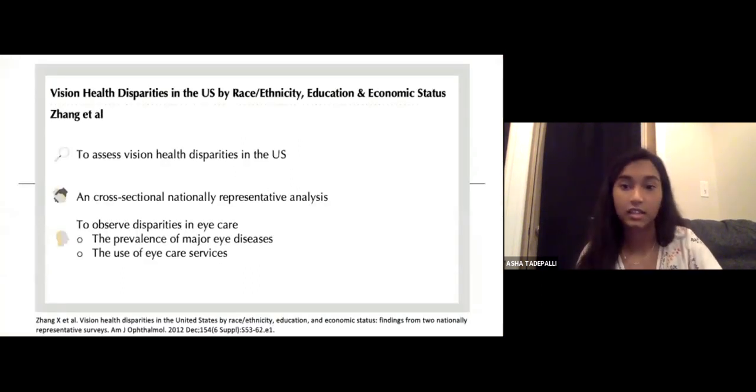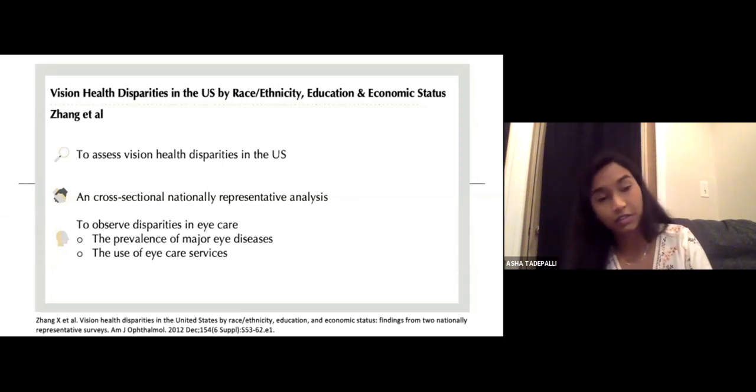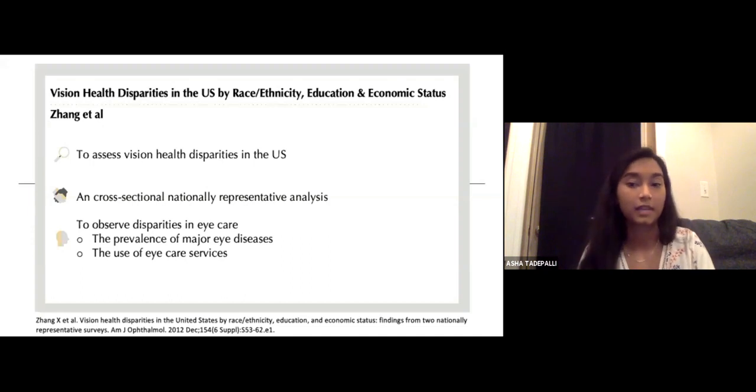In a cross-sectional study that was nationally representative, Zhang et al. used a survey from the National Health and Nutrition Examination and National Health Interview Survey to synthesize information regarding vision health disparities in the US. The main outcome measures included the prevalence of eye disease, including macular degeneration, diabetes, cataracts, or effects of glaucoma, and the use of eye care services in those patients who self-reported some degree of visual impairment, including despite correction with contact lens and glasses.